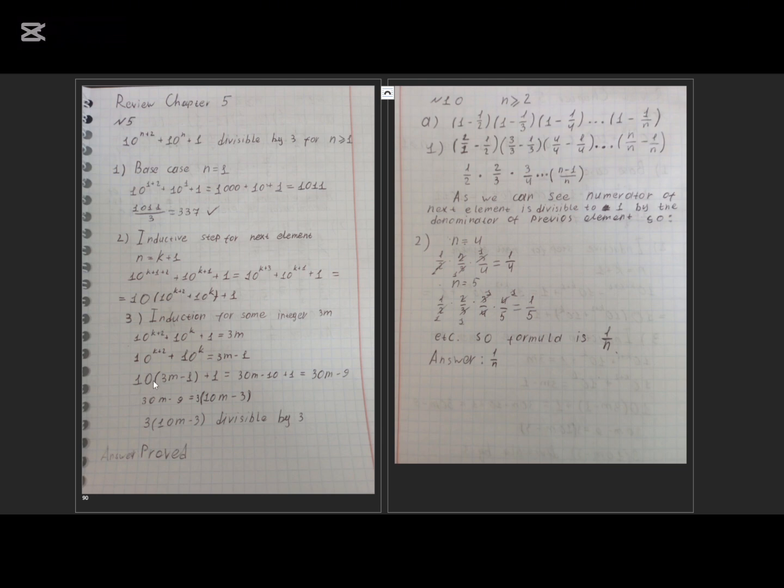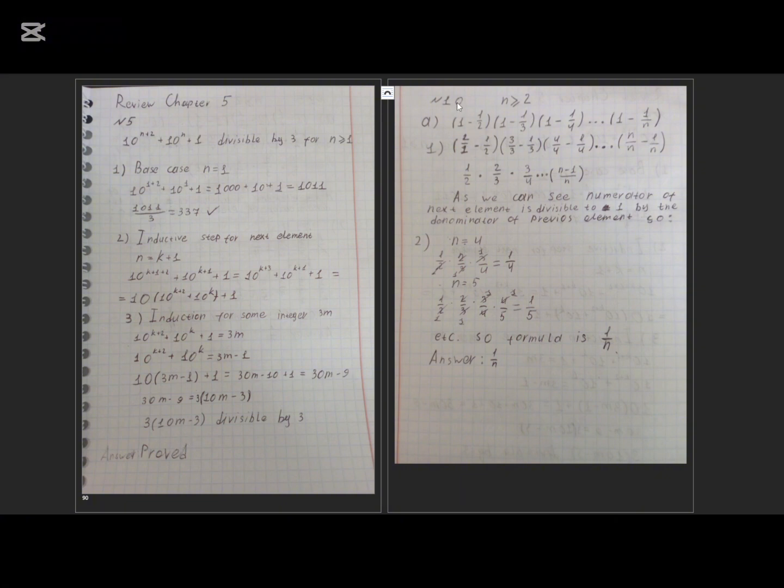So we get 10 multiplied by 3 multiplied by m minus 1 plus 1. So we get 30 multiplied by m minus 9. If we simplify this, we get 3 multiplied by the difference of 10 multiplied by m and 3. Because of the 3, we can see that it's divisible by 3. So the answer is, it's proved.